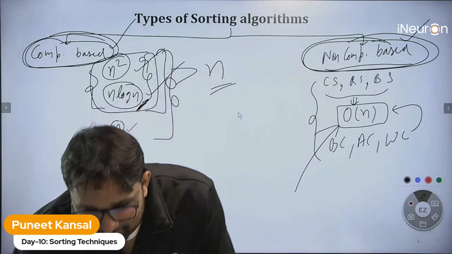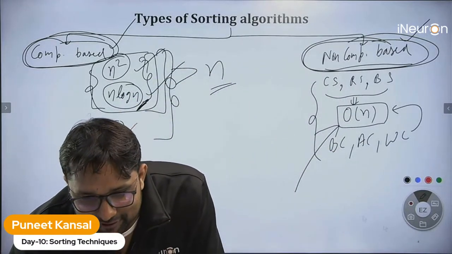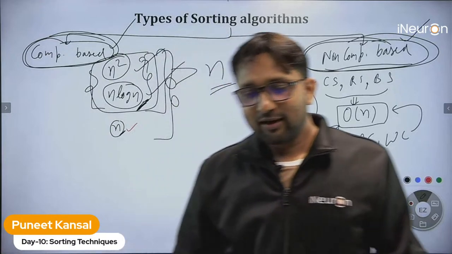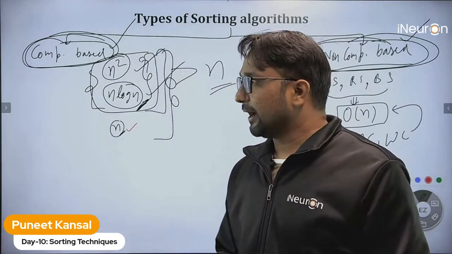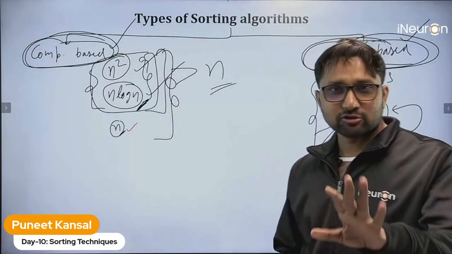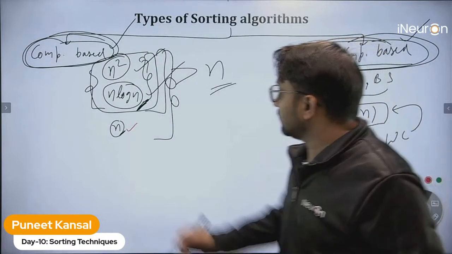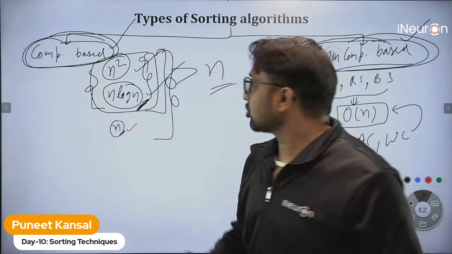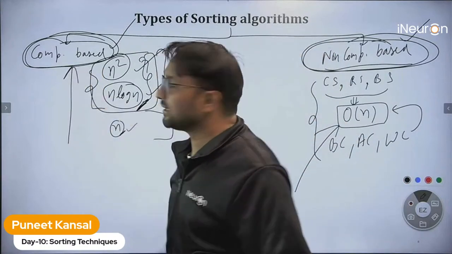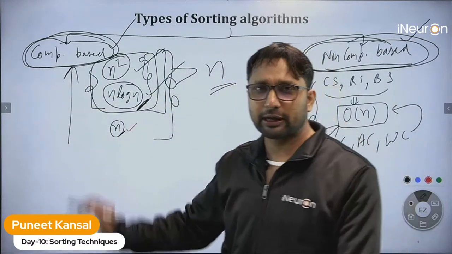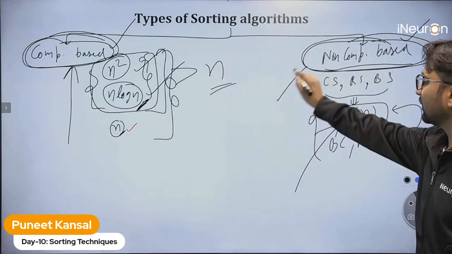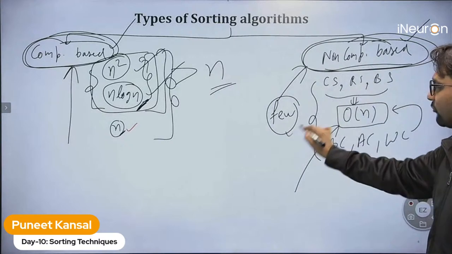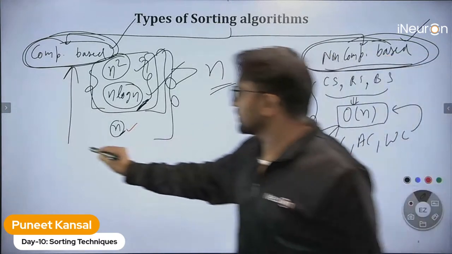Okay. Divya says that it is because interviewers ask more about comparison based. So see, what is the reason? Yes, you are right. First of all, most of the real world problems are solved with the help of these comparison based sorting algorithms, rather than these. Very few problems are solved with these. We use these also, but for few problems. Maximum problems are solved with this.